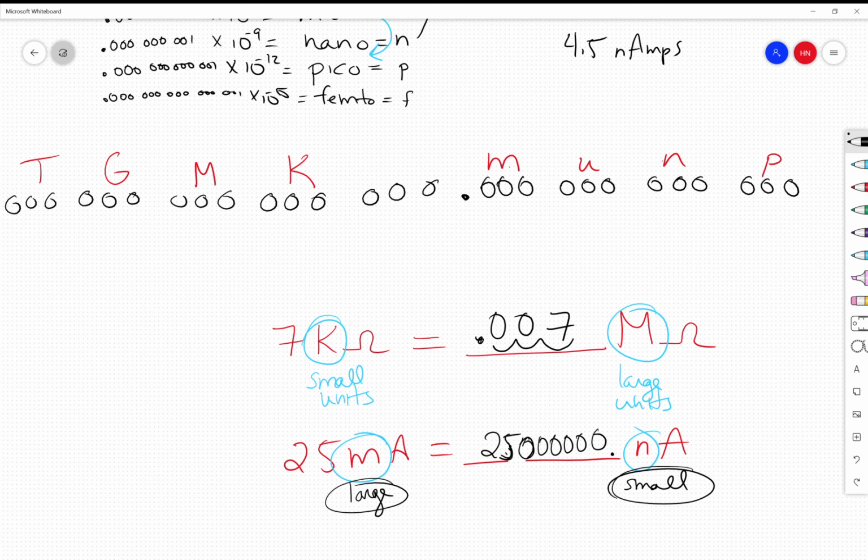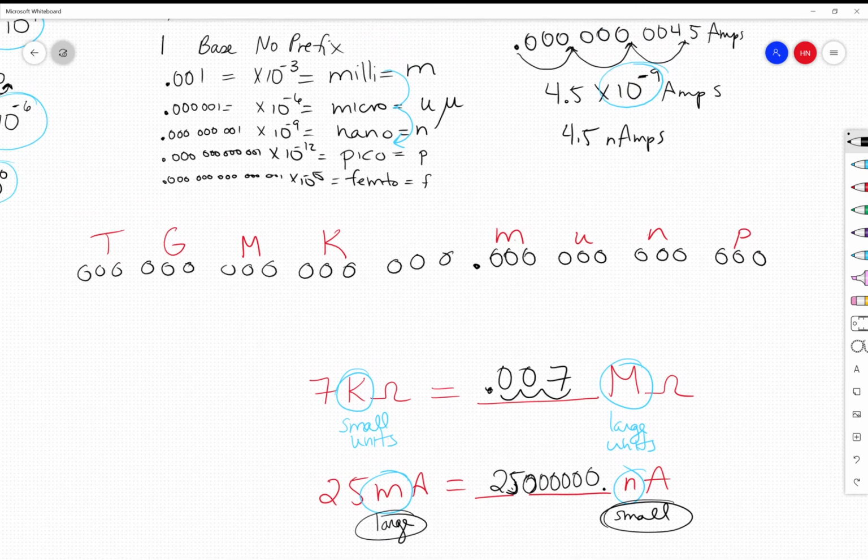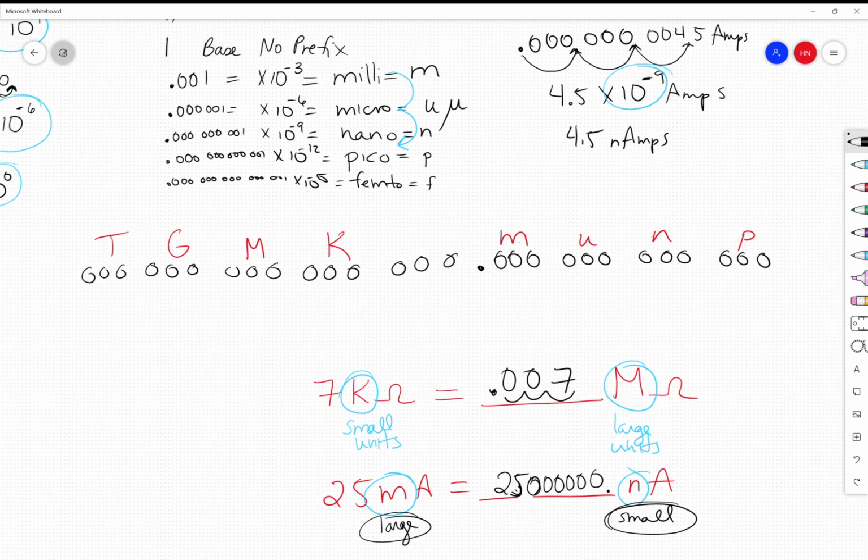If you're going to go from one unit to another, just figure out how many times you have to move the decimal, and then just compare it. If you're going from a larger unit to a smaller unit, you're going to have more small units. If you're going from a smaller unit to a larger unit, you're going to have fewer of the large units.